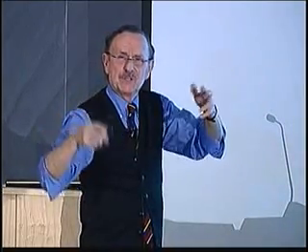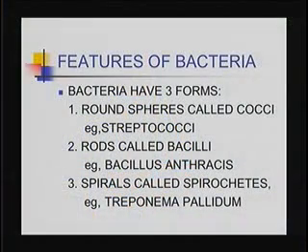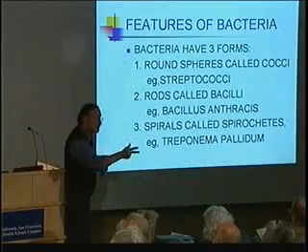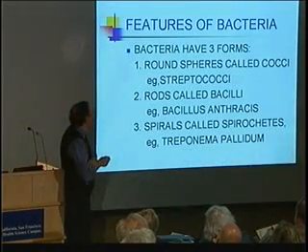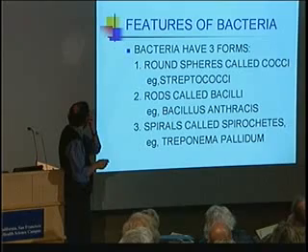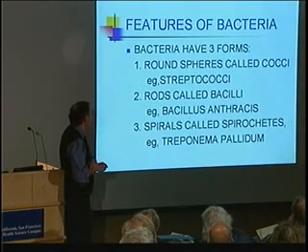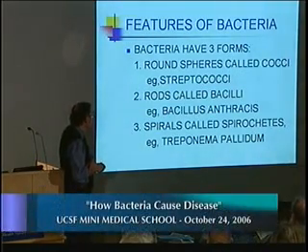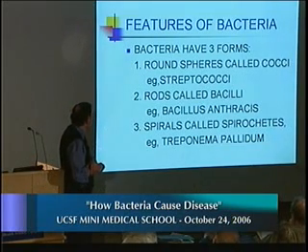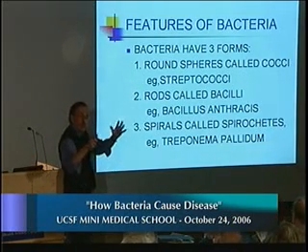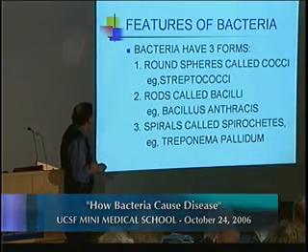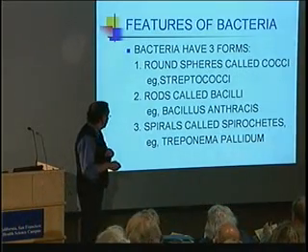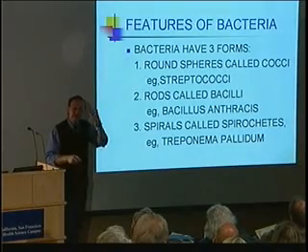Okay, so let me tell you a little bit about bacteria in general. They have three forms. The round spheres, I'll show you electron micrograph images of these in a moment, are called cocci. Streptococci, staphylococci, gonococci, pneumococci. These are all different bacteria that have this round spherical shape. There are rods called bacilli. For example, the cause of anthrax is called Bacillus anthracis, a large rod. E. coli is also a rod-shaped bacterium, something that you all are familiar with. And then there are the spiral-shaped organisms called the spirochetes. Treponema pallidum, the cause of syphilis, falls into this category.